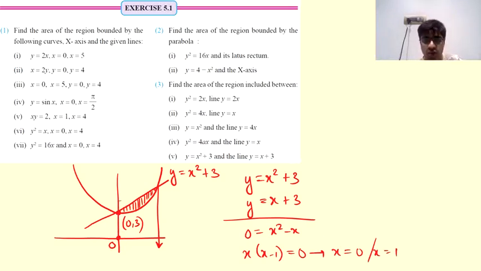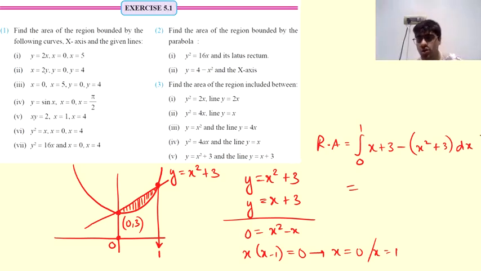X equal to 0 is the point of intersection here, that's the origin, and x equal to 1 will be the point of intersection here. So this point has the x coordinate as 1. So this number out here on the x axis will be 1. So the required area, like we said, is integration from 0 to 1. Area under the line, for the line y will be equal to x plus 3 minus area under the parabola, for which y is x square plus 3. So x plus 3, open up the bracket, so you will have minus x square minus 3, plus 3 minus 3 gets cancelled, and we just need to integrate x minus x square.